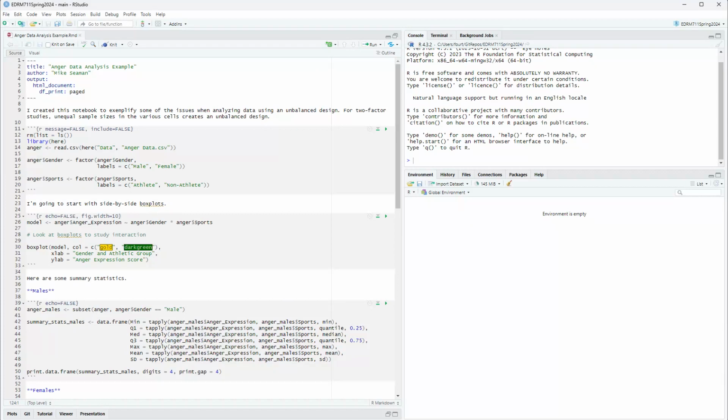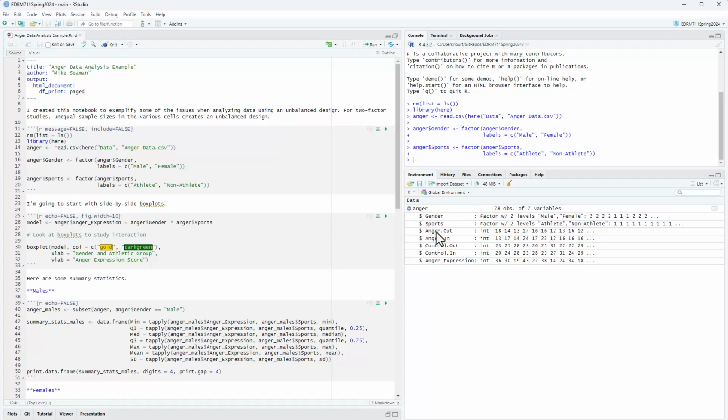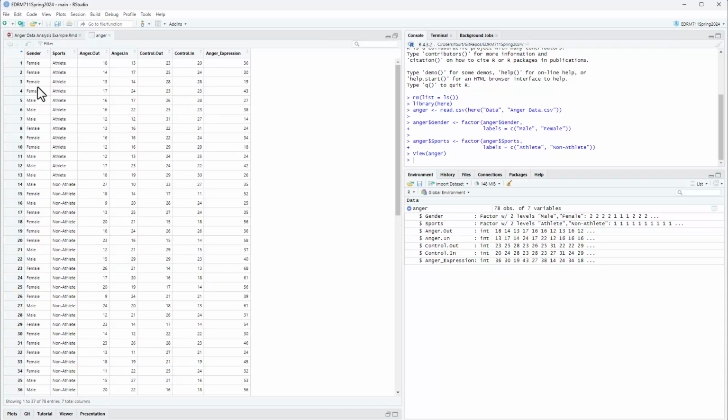The first thing I'm going to do is read in the data. I've already converted it from Excel to a CSV file, and I'm going to set factors in the process. So my factors are going to be male and female, athlete and non-athlete. Let me go ahead and read that in, and you see here that we now have our anger data included. If I go ahead and look at that data, the 2 explanatory variables now you can see are factors, and they're listed out as male, female, athlete, non-athlete. The anger expression, which is this last column, is going to be our response variable.